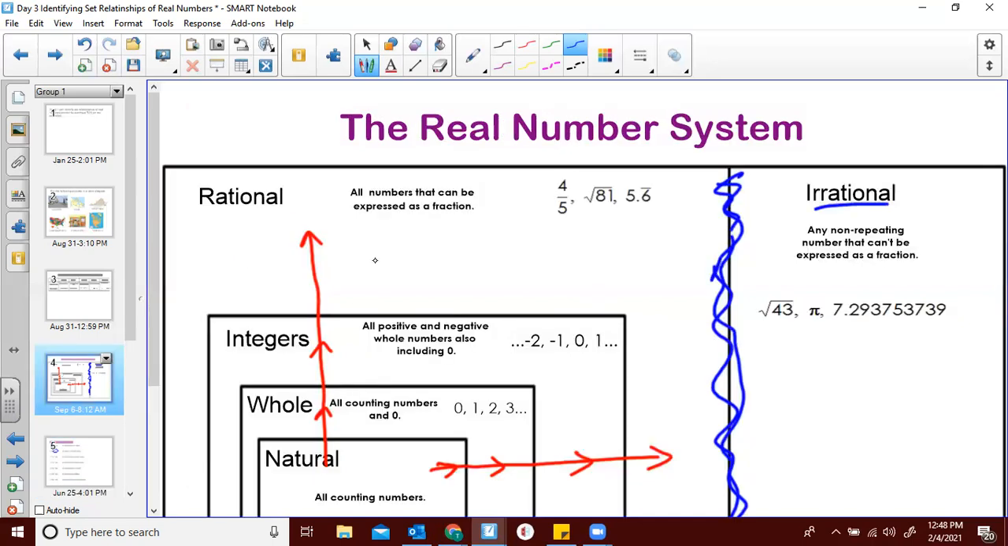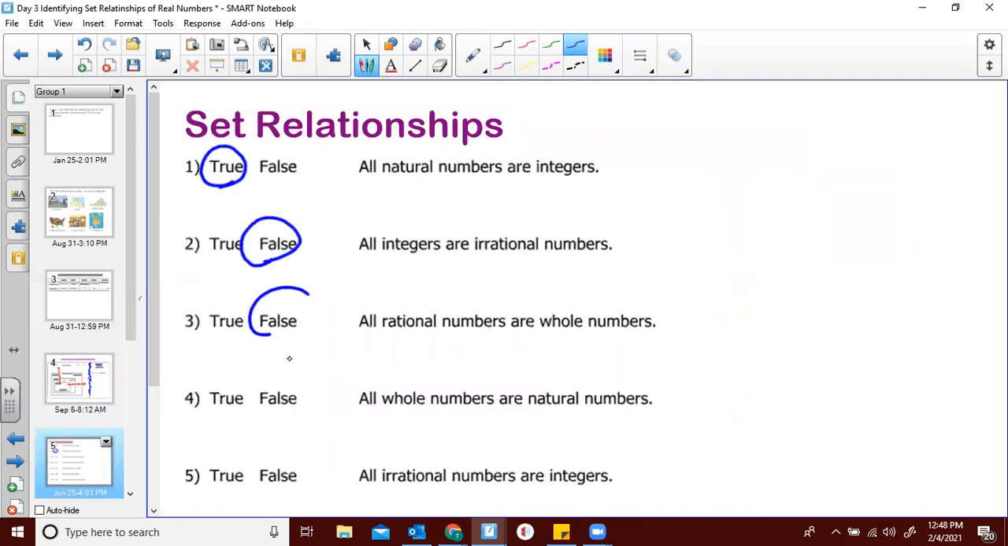All rational numbers are whole numbers. All right, this is going to be false. Look at the way this arrow is going, right? Also, from a number sense, think, is a fraction or a decimal a type of whole number? No. So all rational numbers cannot be whole numbers. So that will also be false.